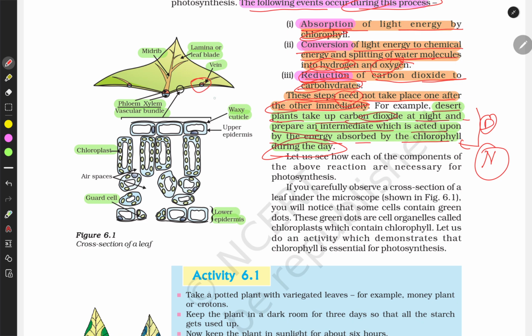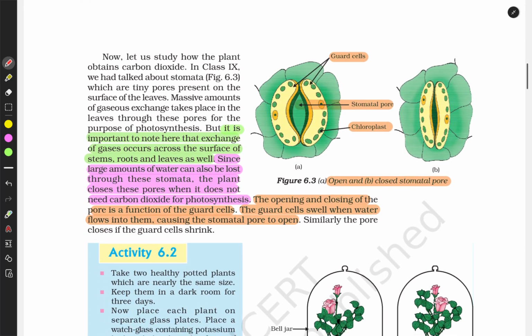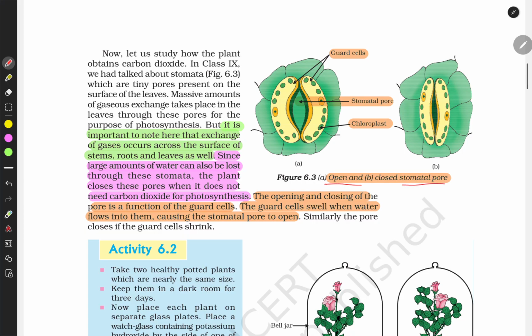So this is a cross section of a leaf of a plant. There is an epidermis, upper epidermis and lower epidermis. Inside these we have chloroplasts and cells, and it is the site of photosynthesis. These are the guard cells, which control the respiration of the plant, like the exchange of oxygen and carbon dioxide.